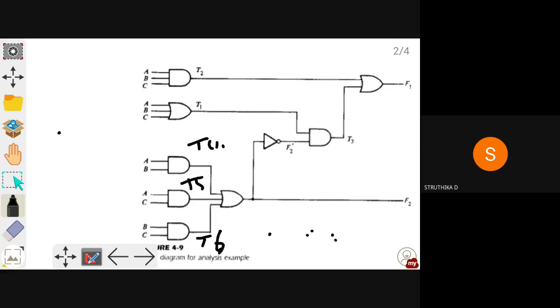You should not make the truth table using only the direct input and output Boolean function.